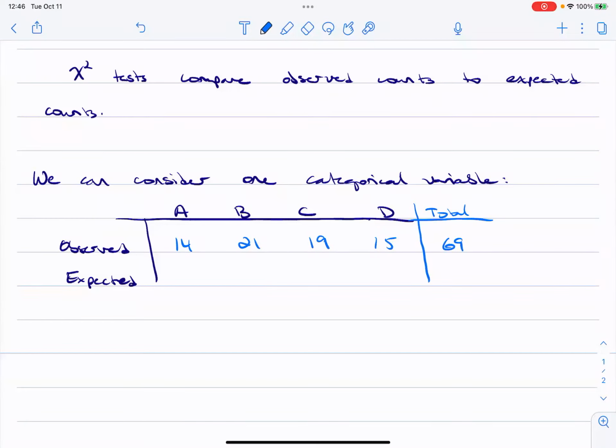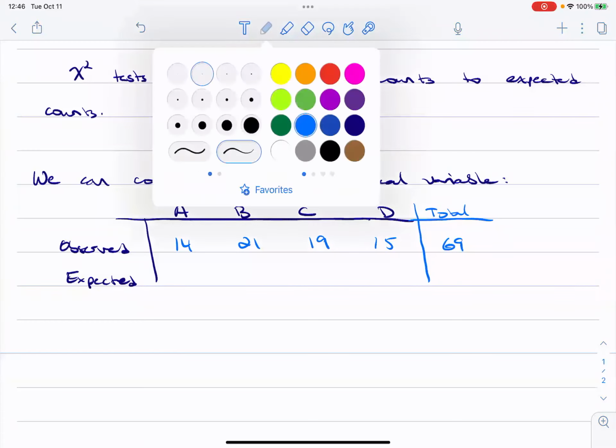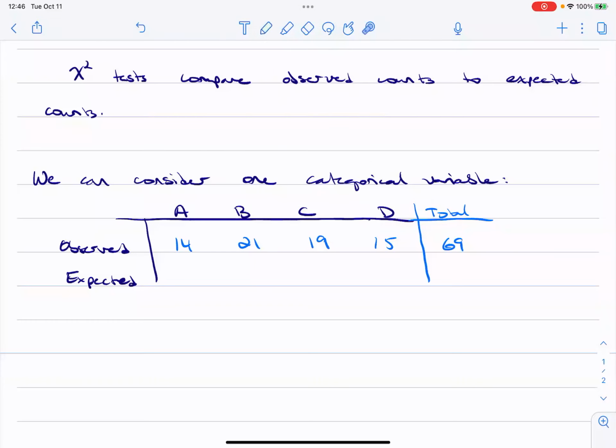If I'm expecting the distribution of grades to be just the same across the board, so there's the same number who get an A, who get a B, who get a C, who get a D, or relatively the same. We're expecting some fluctuation, but around the same expected value. Then just looking at this, it looks like this 21 and maybe 19 could be higher than 14 and 15. So that's what we want to find out.